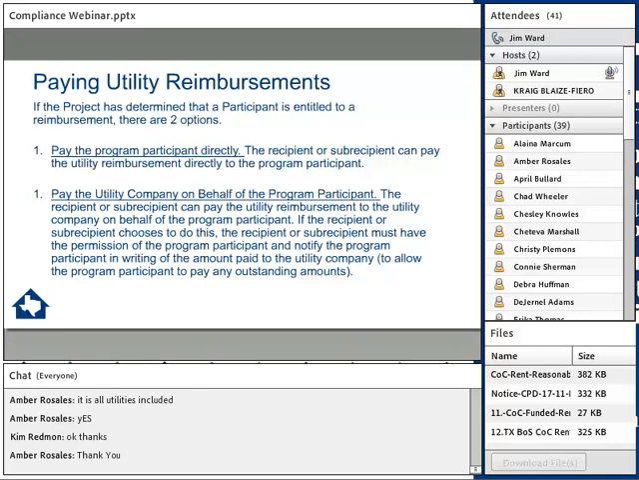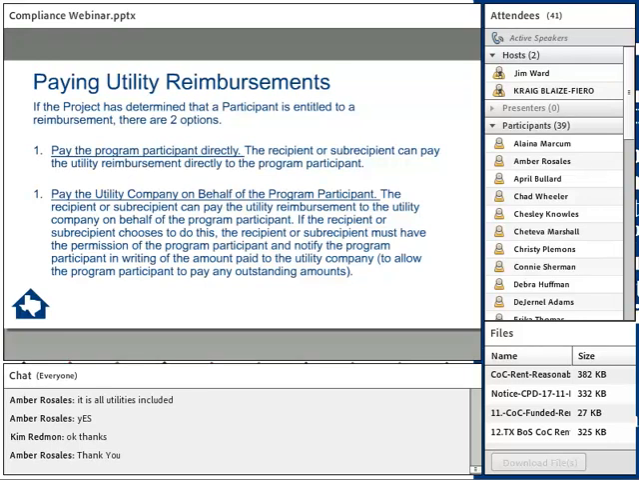However, you must have the permission of the program participant, and you must notify the program participant in writing of the amount paid to the utility company to allow the program participant to pay any outstanding amounts. So what that's interpreted to mean is, right, you're going to have, one, written permission from the program participant to pay the utility company on their behalf, and two, you're going to have to provide them written receipts monthly that say how much you paid on their behalf in order for them to correct any outstanding amounts that exceeded their utility allowance.